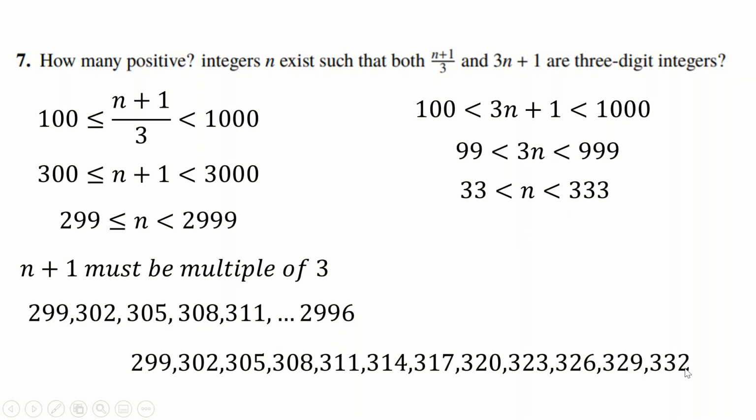In fact, the highest one is 332, because again, remember, these are 1 less than multiples of 3, because n plus 1 has got to be a multiple of 3. And I mean, I just wrote them out. You can do smarter things. I wrote them out and counted them and got 12 multiples in total.